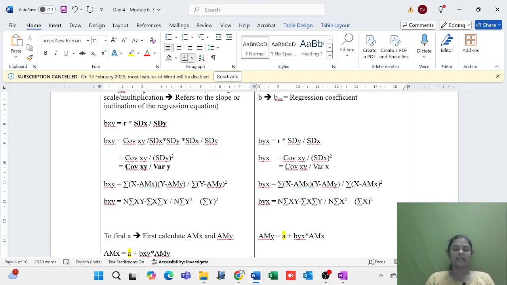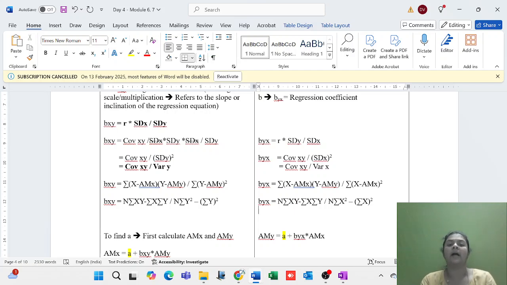So to find out byx and bxy, you can either use r and standard deviation, or you can use covariance and standard deviation, which is variance. Or if the values of x and y are given, you can substitute depending on the formula that is relevant. So the formula comes in different formats depending on what information is available in the question; use the relevant data.